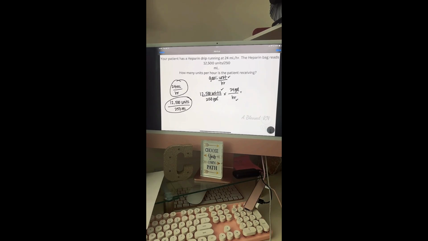So our answer would be 1,200 units per hour. Okay. Anybody have any questions on this one? This was an easy one. I thought I was going to have to use my fingers and toes.